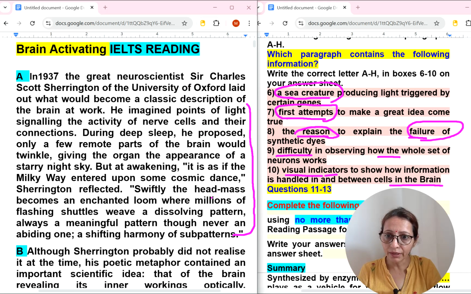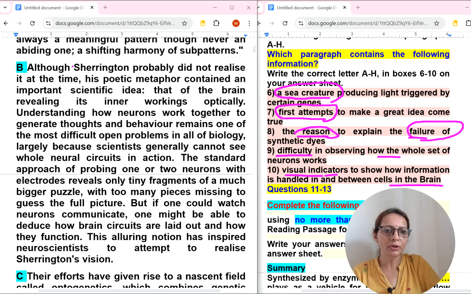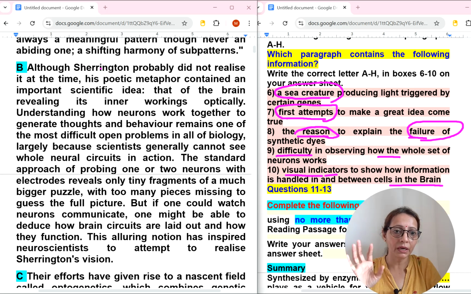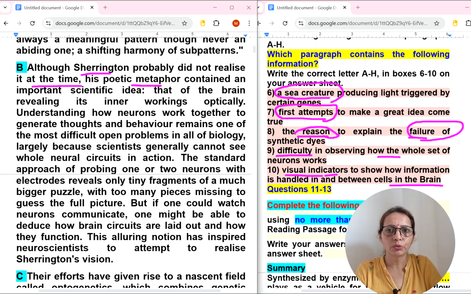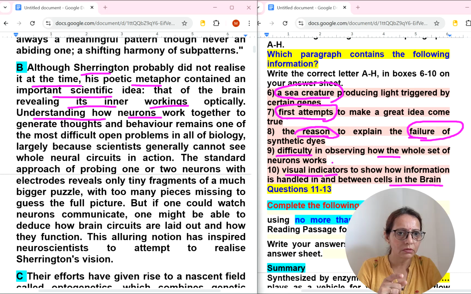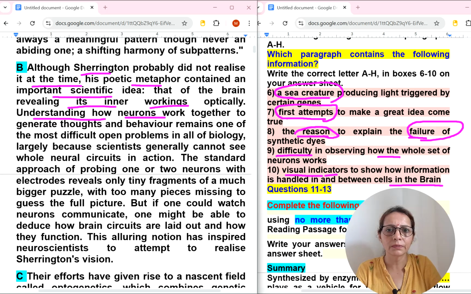So you can read it. Let's read B, because we have already read the A paragraph and B also. Sherrington probably did not realize at the time that his poetic metaphor contained... Of course, we know that he could not realize at that time that it would be a great hit. So that is the thing. Understanding how neurons work together. See this, somewhere the whole set of neurons working together. See this.